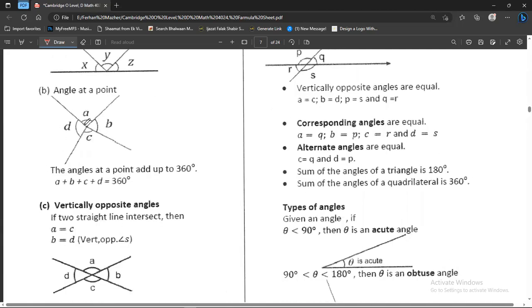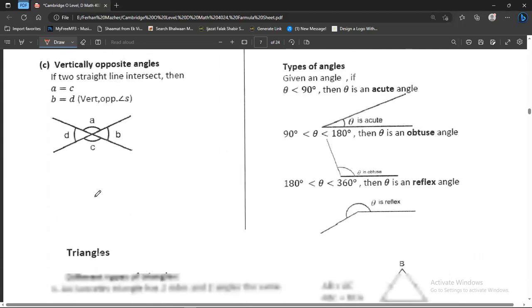Angles at a point: if you have all the angles about a point, their sum will be equal to 360. So a plus b plus c plus d will be equal to 360. The angles at a point add up to 360.